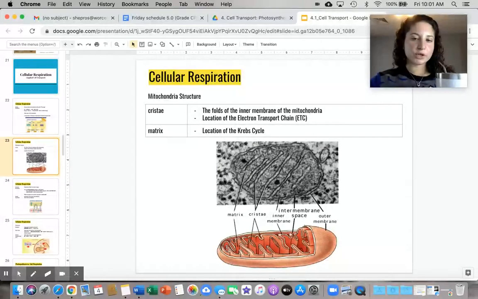The electron transport chain is going to look very similar to the light reaction in photosynthesis. It's the same idea. This is where we are moving molecules across a cell membrane to make ATP. We also have the matrix of the mitochondria, which is the space inside of this second membrane right here. So inside here would be the matrix, and this is the location of the Krebs cycle. Glycolysis happens outside of the mitochondria.